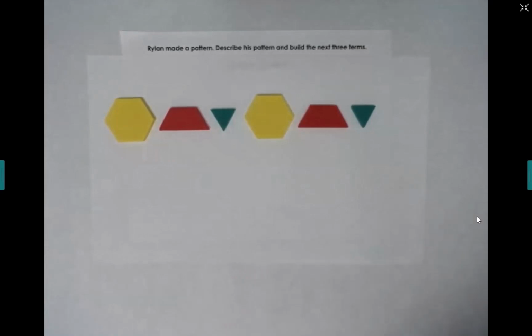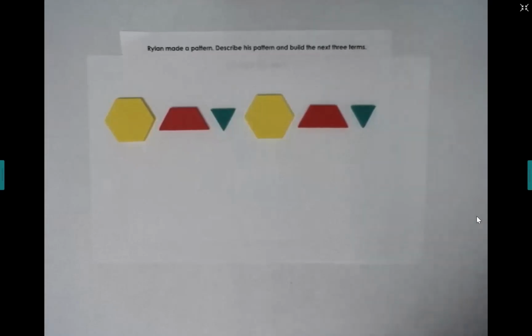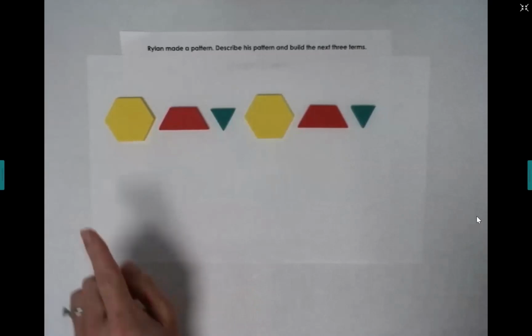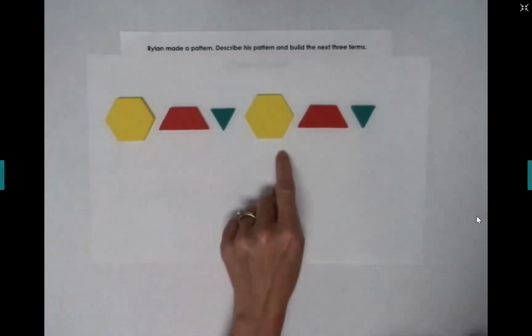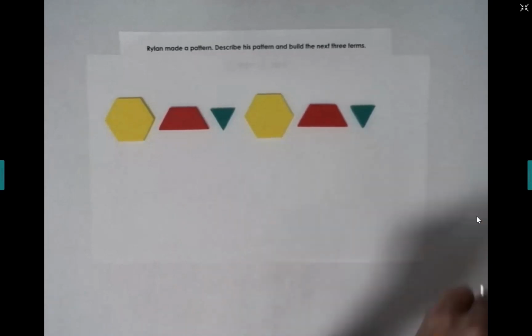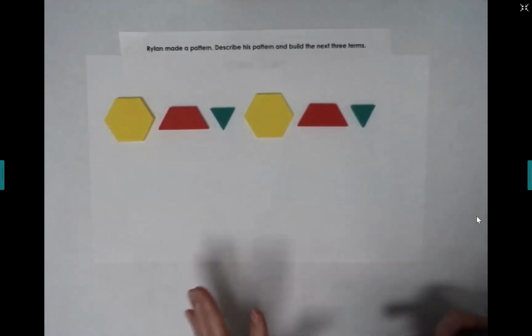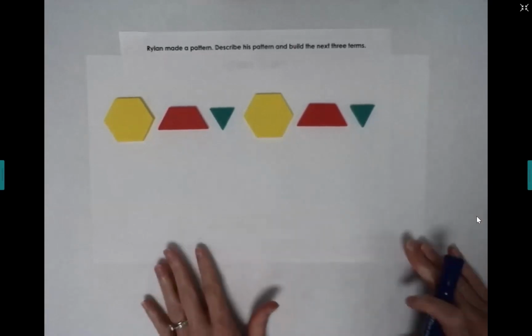All right, so one vocabulary term, funny enough, I'm actually seeing up here, is we're supposed to describe his pattern and build the next 3 terms. Okay, so just for you to know, and if students see that within a situation or a scenario, each of these elements is a term in the pattern. So when they ask us to build the next 3 terms, they're asking us for the next 3 shapes in that pattern. Okay, so just so you're aware of that.